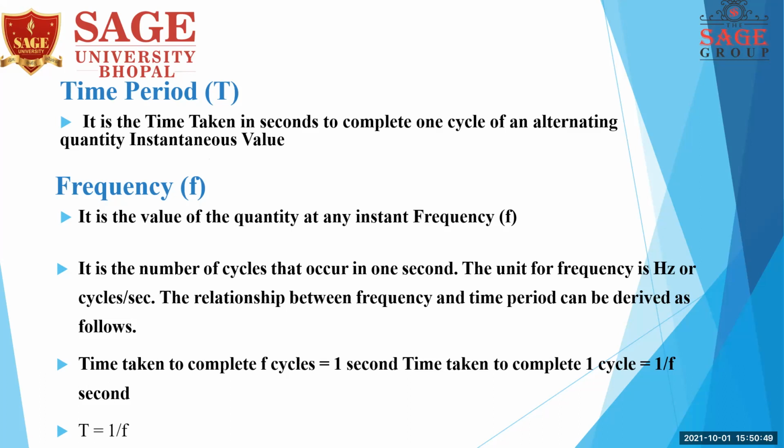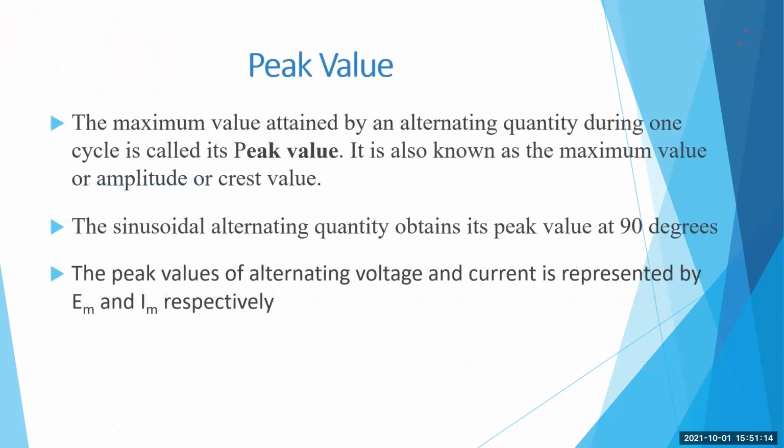The relationship between frequency and time period can be derived as follows. The time taken to complete f cycles equals 1 second, so the time taken to complete one cycle equals 1 upon f second. So this is the frequency relation: T equals 1 upon f.